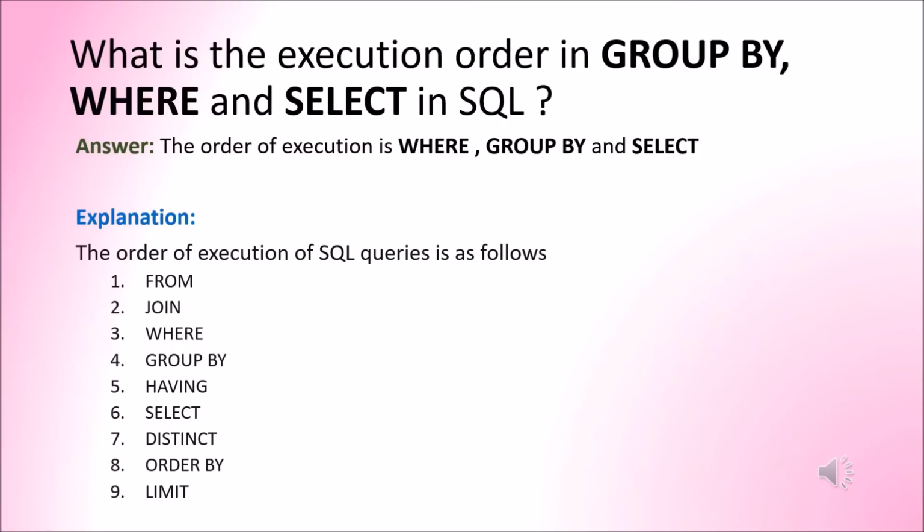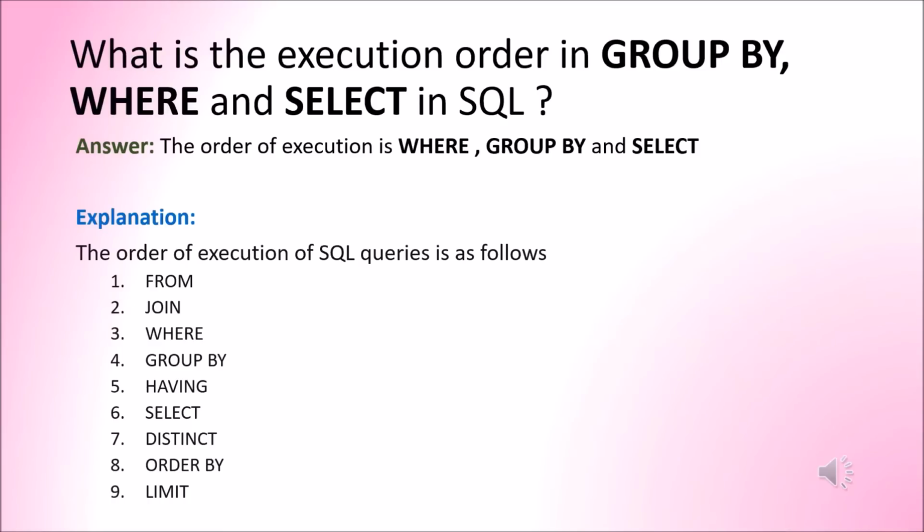So I'm giving the order in which SQL is going to execute the query. The first one is, if you have the FROM keyword, then it will execute FROM, and then JOIN, and then WHERE, and then GROUP BY, and then HAVING, and then SELECT, and then ORDER BY, and then LIMIT. This is the order of execution in SQL. So based on your select query, you have to say the order.